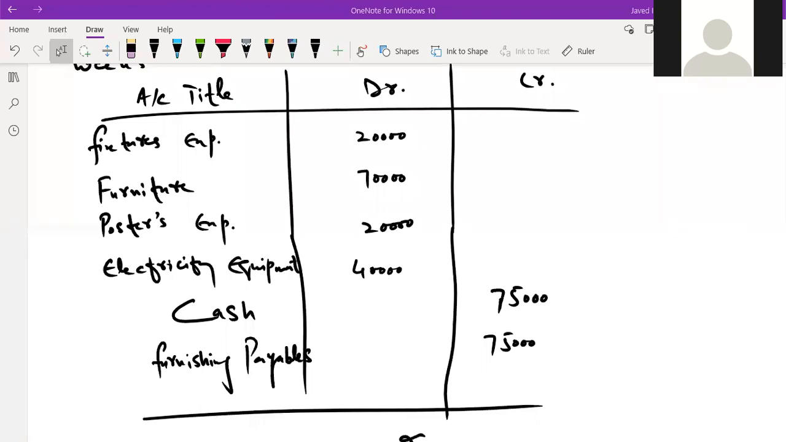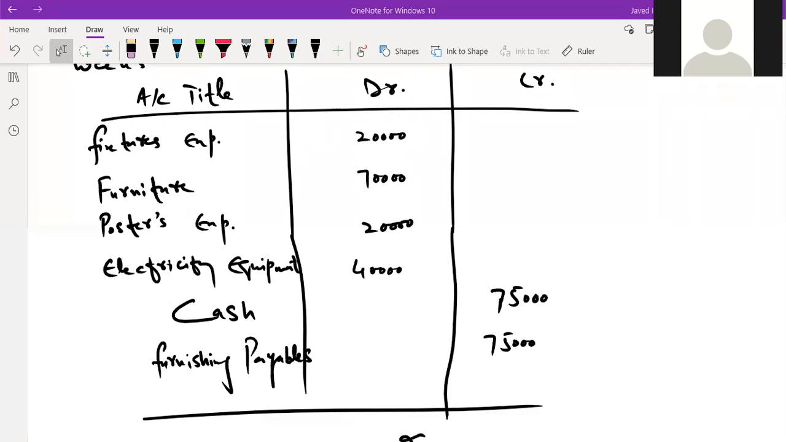There are some fixtures which you cannot separate from the wall, which you cannot create from the wall, so you have to consider those as an expenditure.